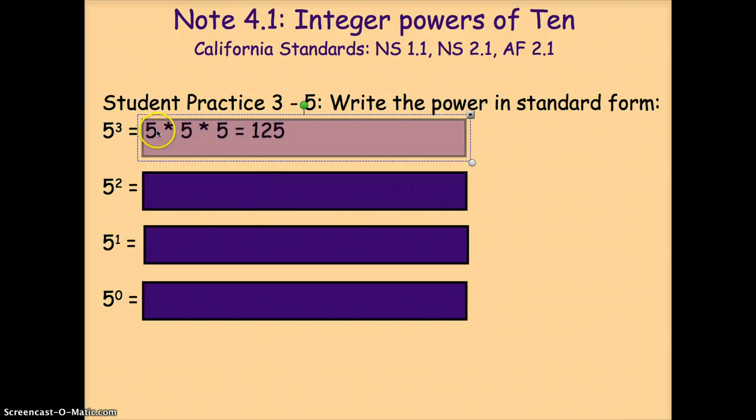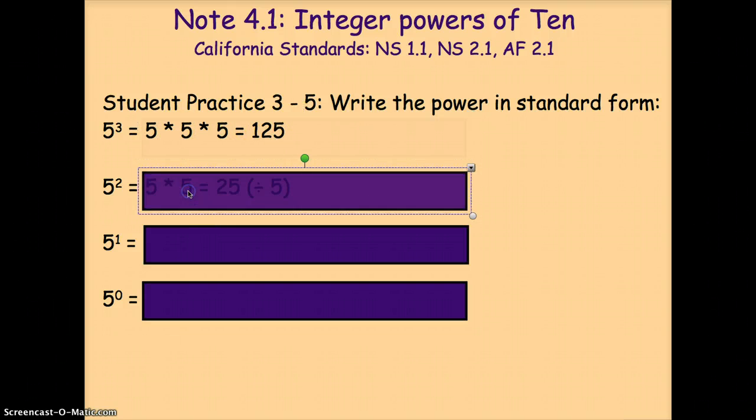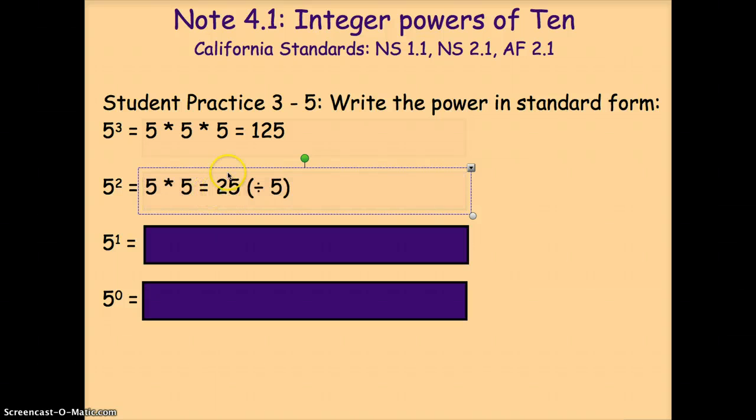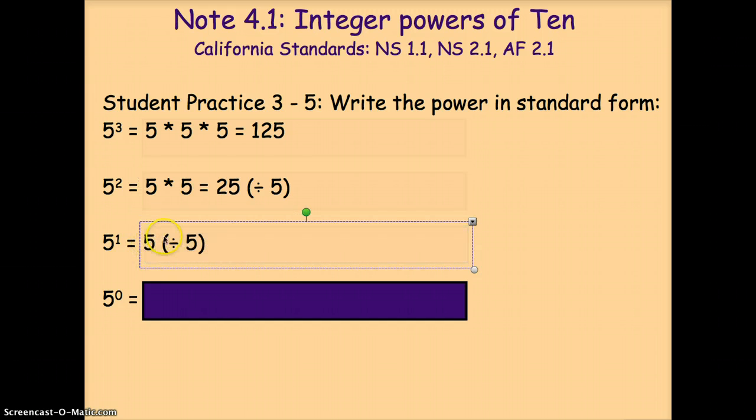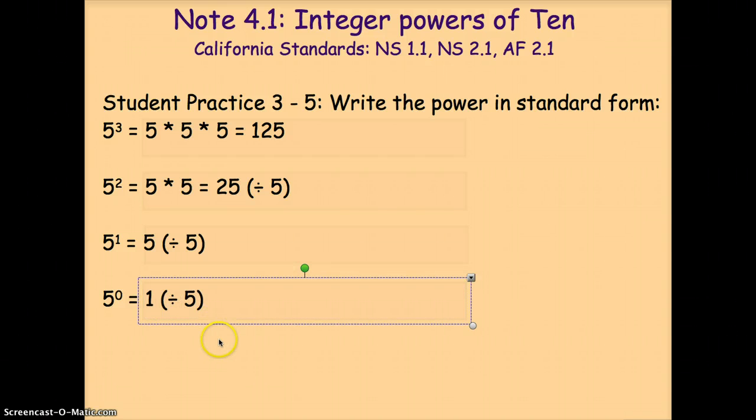5 to the third, 5 times 5 times 5 is 125. 5 to the second, 5 times 5 is 25. Notice I'm taking 125, dividing by 5, and getting 25. So already, without even doing any work, I know 25 divided by 5 is going to be 5. So my next step down would just be 5. And then 5 divided by 5 would, of course, be 1, not 0. Be very careful. So 5 to the 0 power is 1. Okay, great job. Let's go on to the quiz.